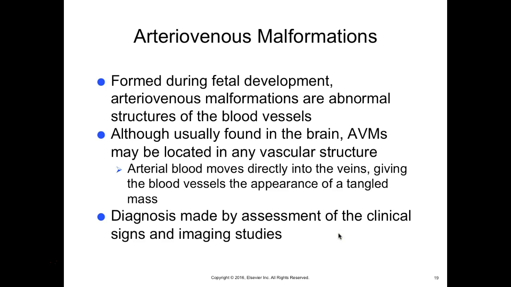Arteriovenous malformations, these are formed during fetal development. The arteriovenous malformations are abnormal structures in the blood vessels. So although usually found in the brain, they can also be located in any vascular structure. So arterial blood moves directly into the veins, giving the blood vessels the appearance of a tangled mass. And diagnosis is made by assessment of clinical signs and also with imaging studies.